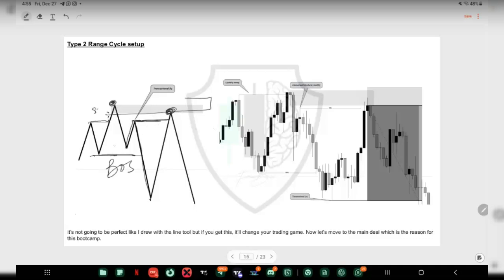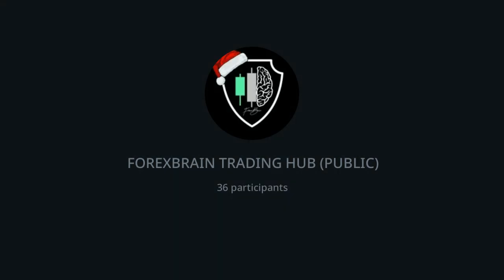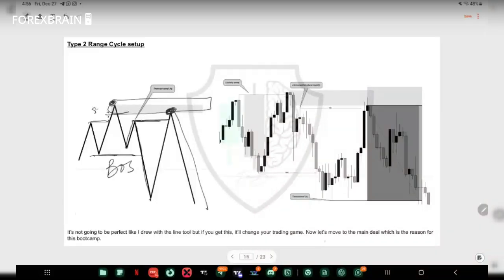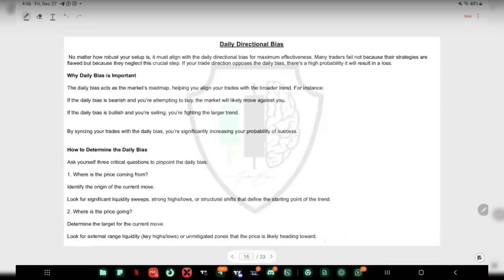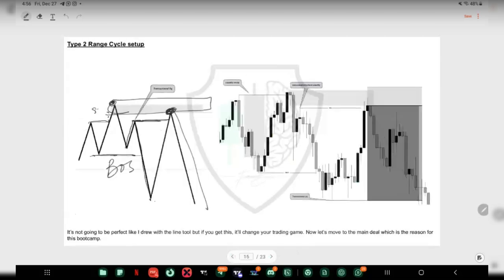Then the point of interest is where we want to see price tap into, and then we want to ride it to the what? To the downside. So it's not going to be perfect like I draw, but if you get this, it will change your trading game. Now, we cannot move to the next deal because it's how to get the directional buyers, which is what we are going to do tomorrow. Do you understand?